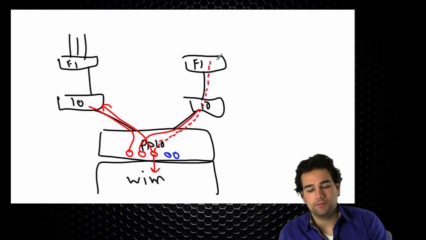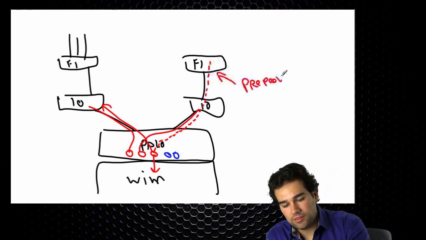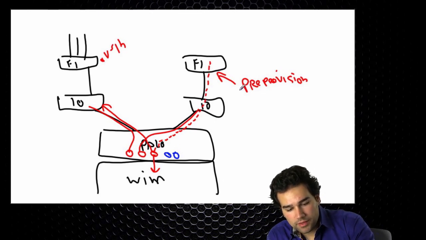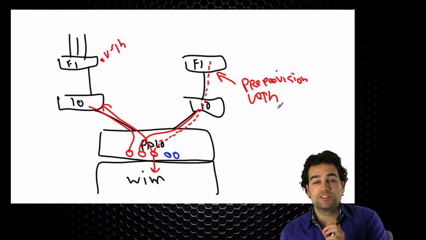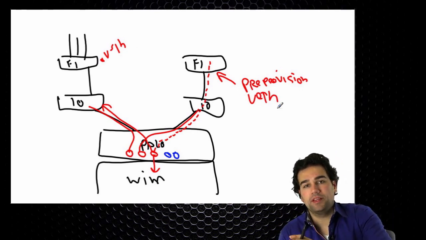How will it do that? The system will pre-provision this path. So you will see a vEthernet here, so that's the primary one that's going to be up. And there's going to be a vEthernet here as well, but that's going to stay down. And it's going to stay down until there is a failover happening there.